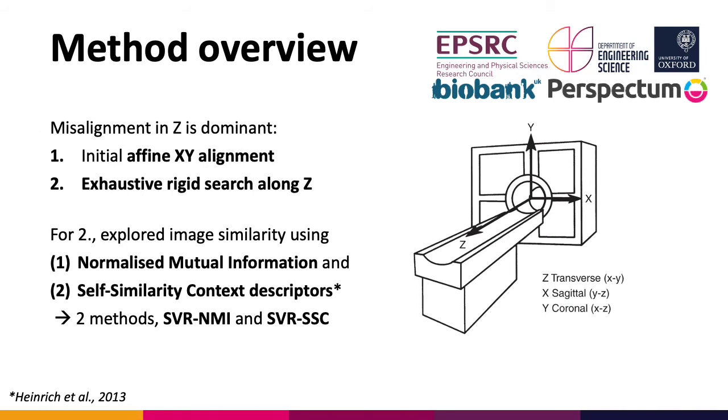We observed empirically that misalignments in the transverse direction are the most prevalent in our data. For this reason, our method proceeds with an initial alignment in the axial plane and then performs an exhaustive rigid search along the transverse direction. We explored two different similarity metrics, one using normalized mutual information, the other using self-similarity context descriptors. These yielded two slice-to-volume registration methods that we refer to as SVR-NMI and SVR-SSC.